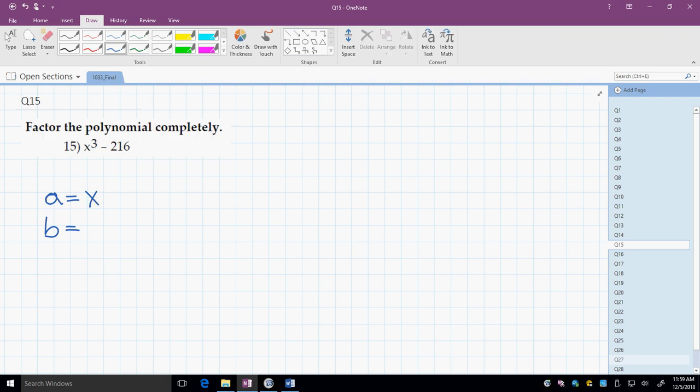What did it give you? 6, yeah. So 6 is going to be your B. And remember, you have to know the formula for this one. If you have x cubed minus 216, the formula for this is going to be A minus B, A squared plus AB plus B squared.